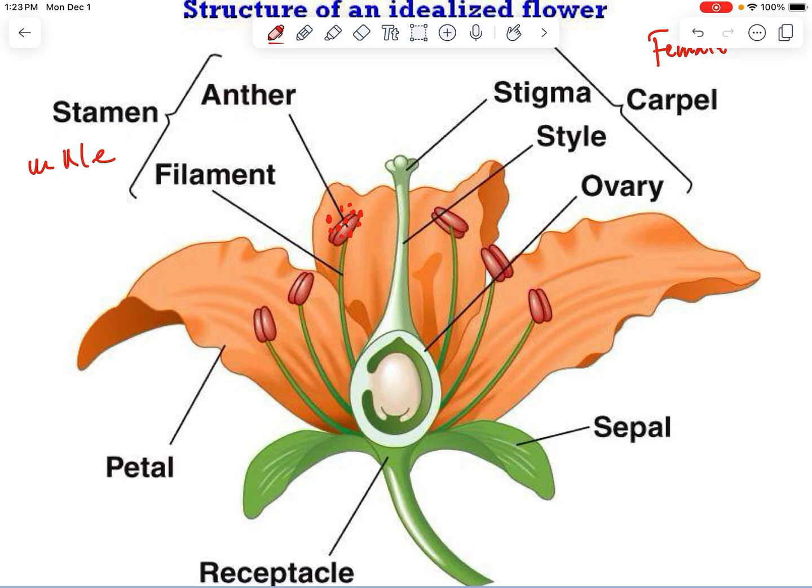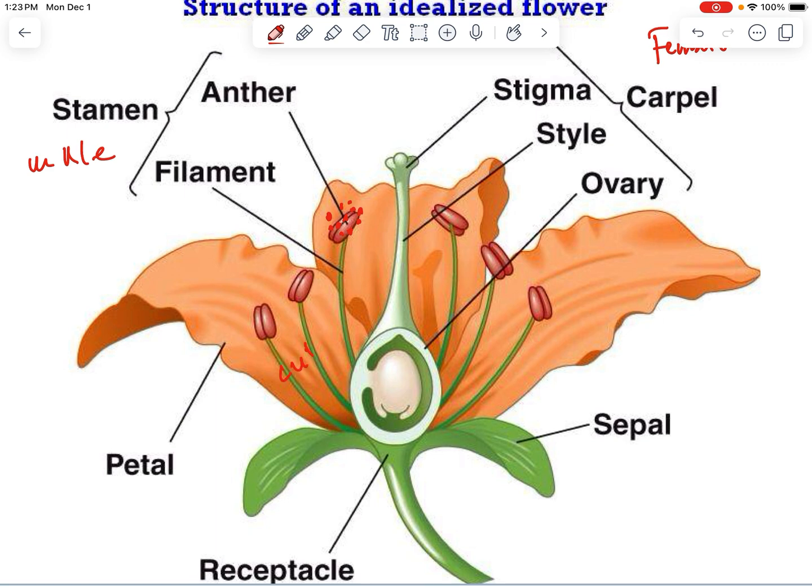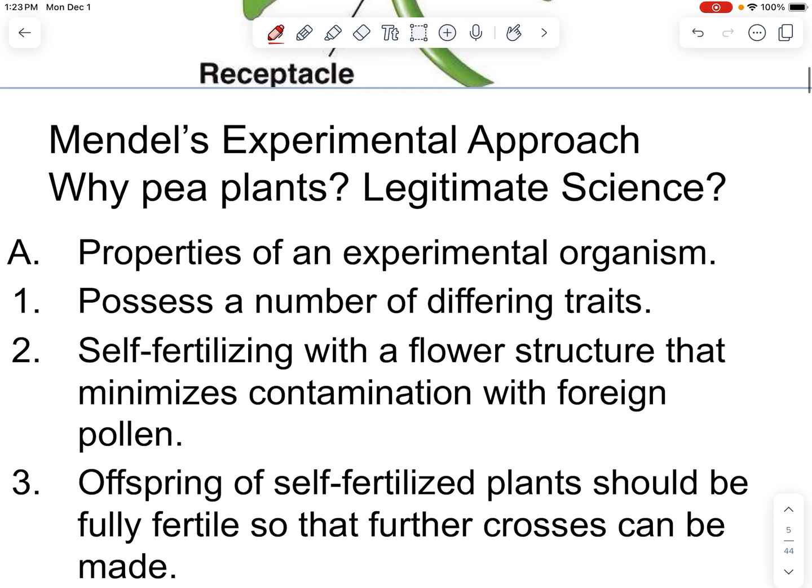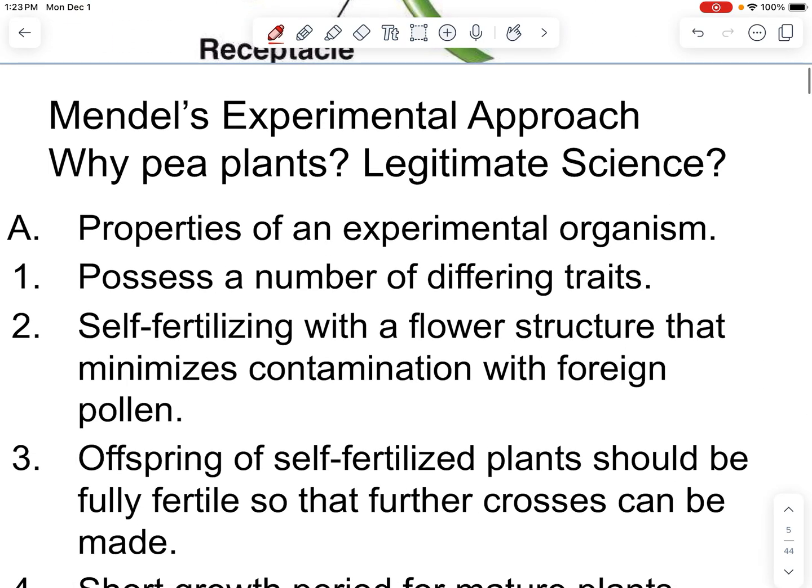What he would actually do is cut the sections of the filaments, and then he could remove those, and that's how he could control the pollination of the plant. So that's how you could cross different pea plants to look for different characteristics that would happen within the different generations. So you can see here his success in terms of being legitimate science, or why pea plants. These are some things we'll look at.